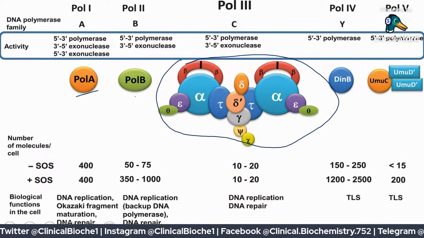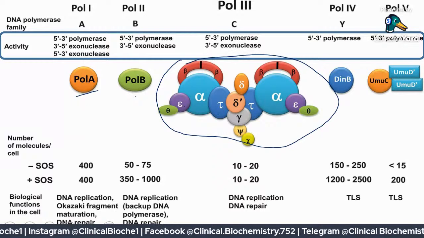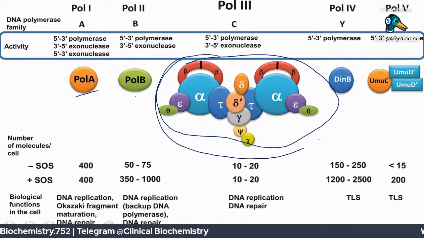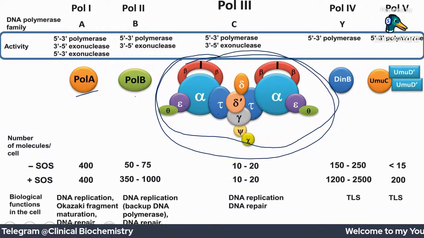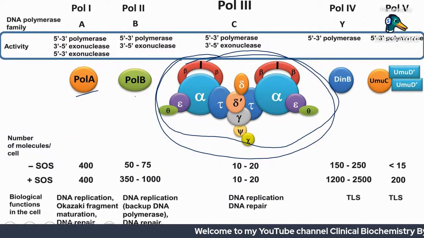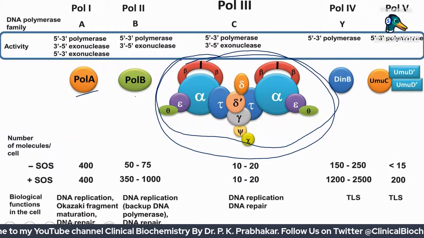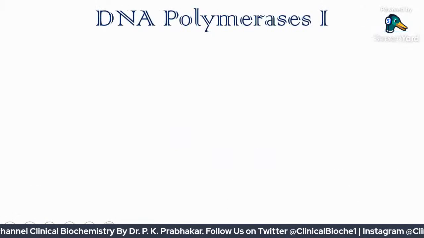We have a table. I will send the PPT to the sir's mail ID, and he will give it to you. There we have the functions also. So this structure is very complicated. This is prokaryotic, in bacterial cells. In the case of eukaryotic cells, the enzymes are more complicated than this. So whatever information we have is on the basis of bacterial study.